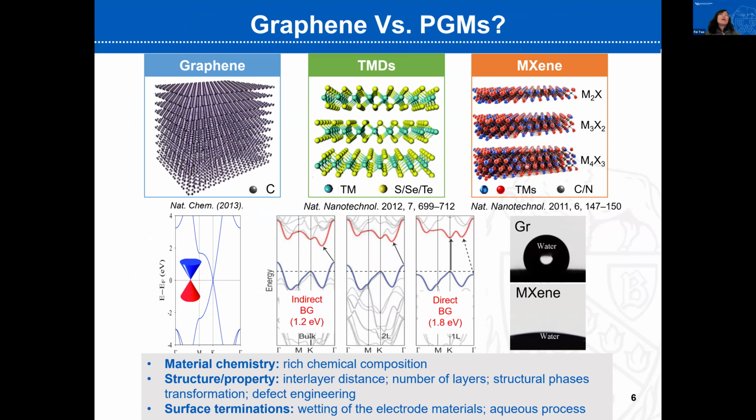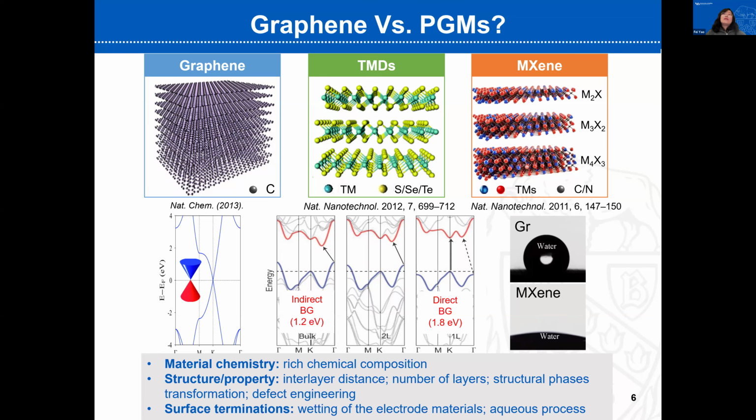So why do we care about post-graphene materials? What is the difference between graphene and the PGM? If we look at the previous slide, it is very clear, right? Compared to the single carbon chemistry graphene, TMDs or MXenes can have very rich chemical compositions. And therefore, you can really fine-tune the material properties by wisely choosing the element or stoichiometry.